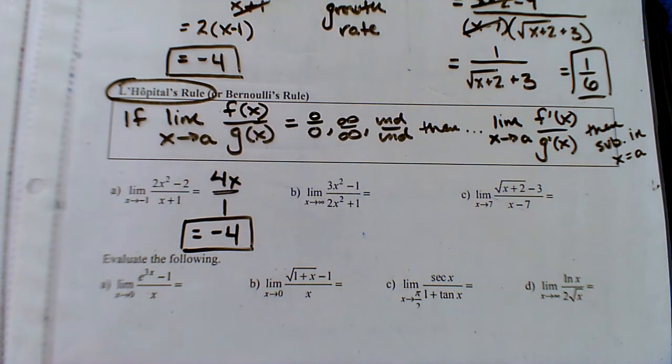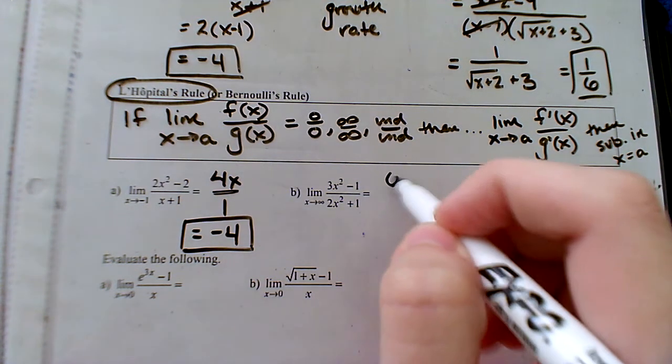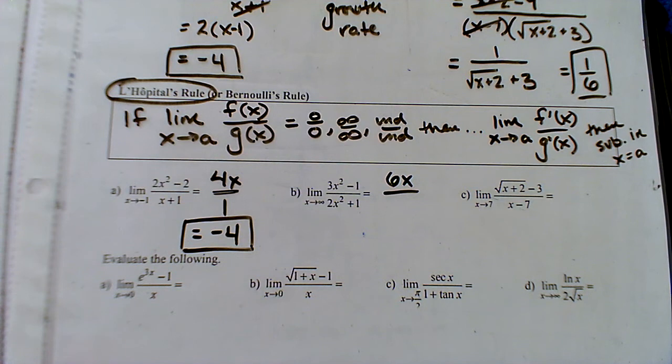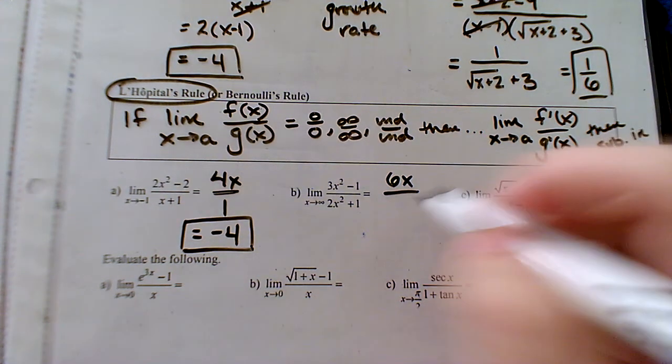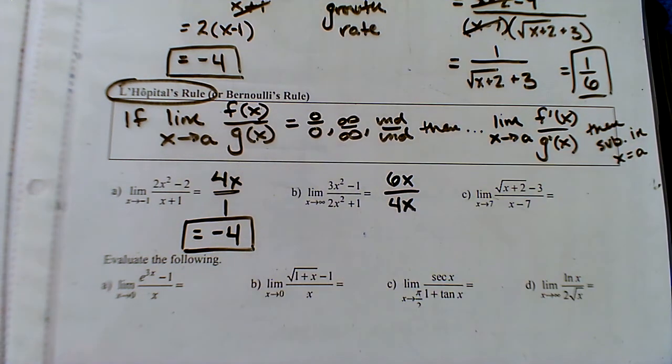What's the derivative of the top? 6x. What's the derivative of the bottom? 4x. Okay, we're going to try substitution again. If you plug in infinity, 6 times infinity is still infinity. 4 times infinity is still infinity, right? It's still infinity over infinity. So L'Hopital's rule didn't really work, at least doing it once. What if we were to do L'Hopital's rule again? Because we still got an indeterminate form.